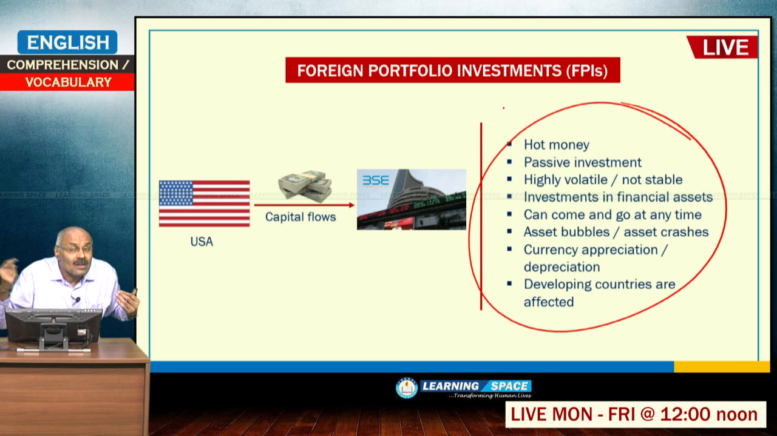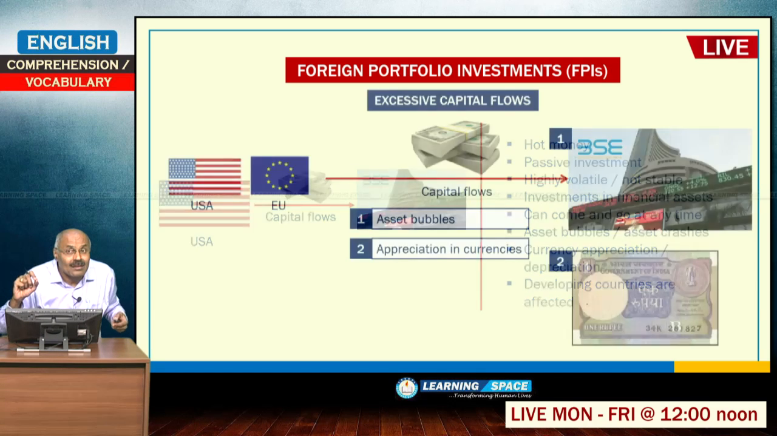Sometimes what they will do? They will borrow money in USA and invest in Indian market. That is known as carry trade. They will borrow money in USA because interest rates are less, and they will invest in Indian market to get interest differential advantage, or to take interest arbitrage, or to get more returns. This is known as carry trade, right?